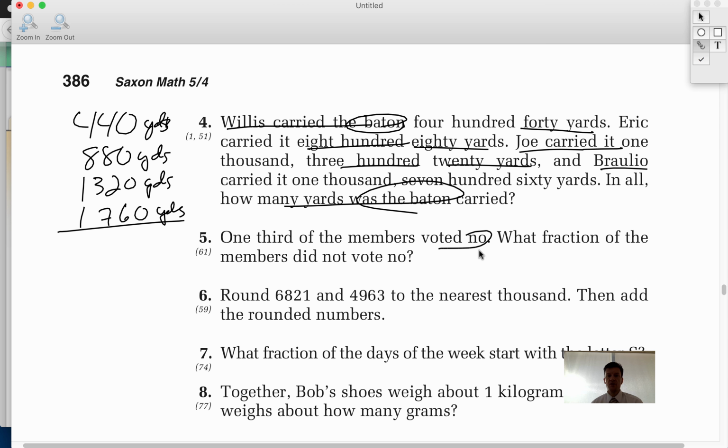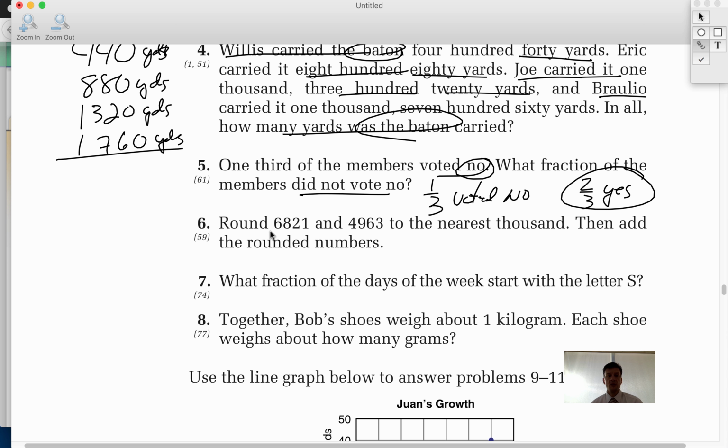1/3 of the members voted no. What fraction of members did not vote no? So if 1/3 voted no, that means the rest of the fraction, 2/3, voted yes, or did not vote no. Round 6,821 and 4,963 to the nearest 1,000. So 6,800 is going to get rounded up to 7,000. 4,900 is going to get rounded up to 5,000, and then add those together.